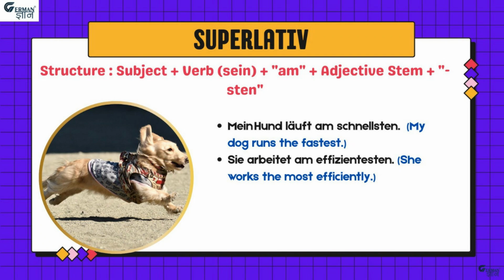Another example is, sie arbeitet am effizientesten, meaning she works the most efficiently. So again the rule is the same. I have used am plus the adjective stem and then sten just because there is no noun after the adjective.